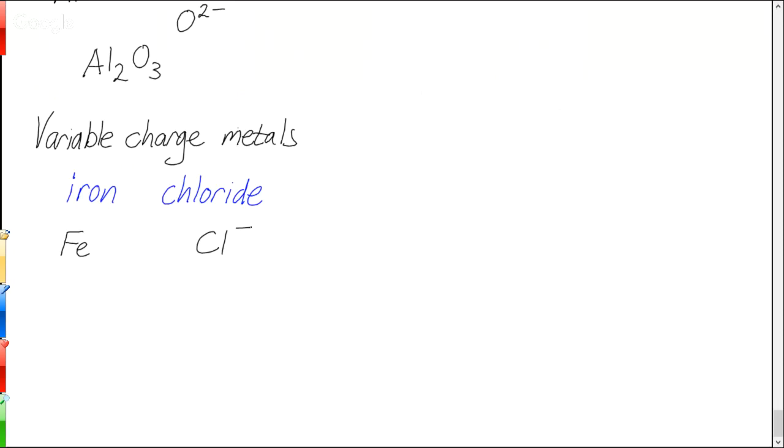The way that it would be written is iron with a Roman numeral number in parentheses. And that number in parentheses gives us the charge on the ion. So that tells us that in this particular compound, the iron is +3. Yes, metals are always plus.